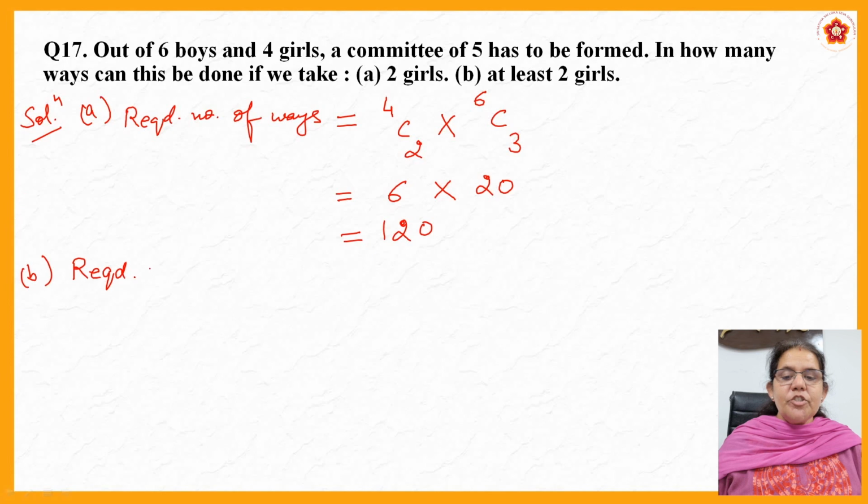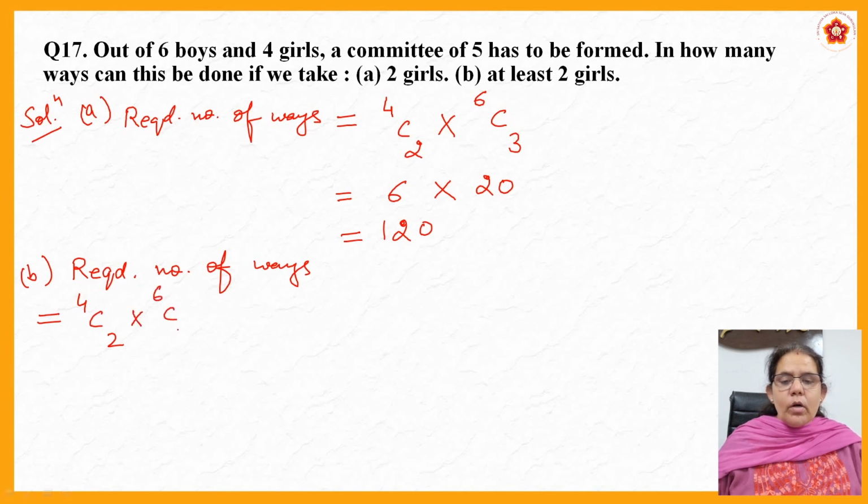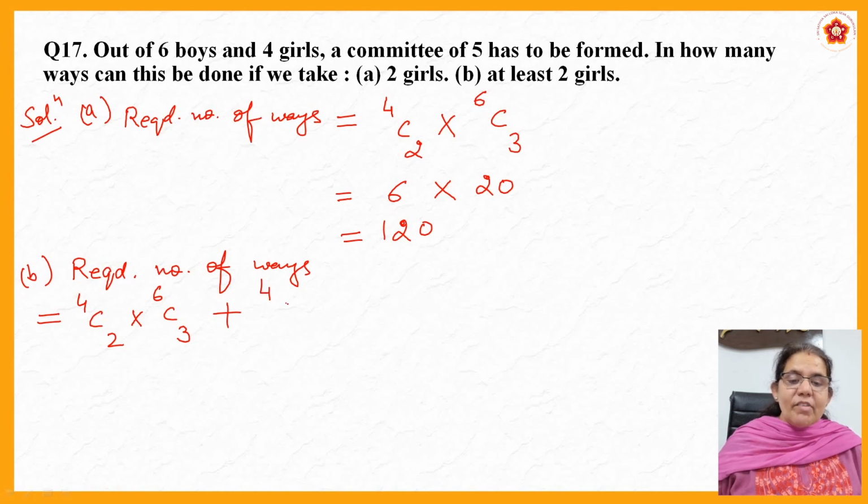Now B part of this question is same as question number 16. Here you see at least 2 girls. So we will first take 2 girls. Let's take it out of 4, 2 have been taken. Out of 6 boys, then we will be taking 3, because committee members should be 5 in number. Second option could be out of 4 girls, we take 3 girls.